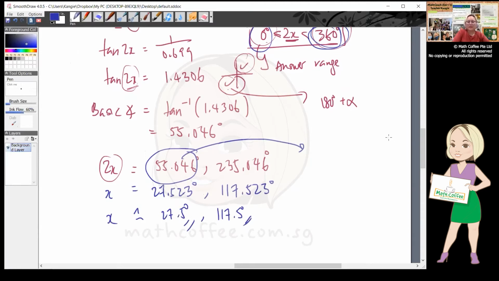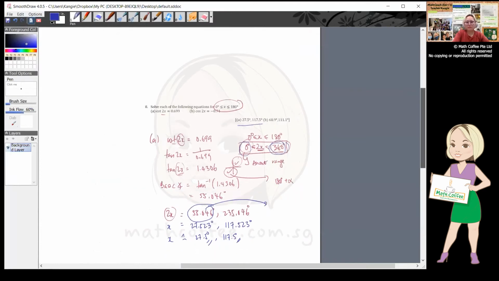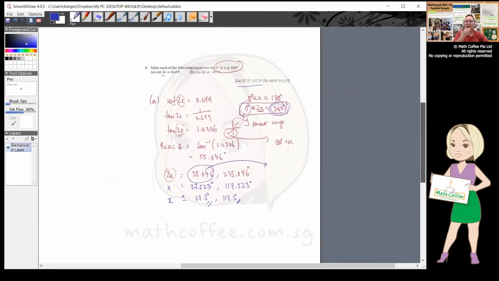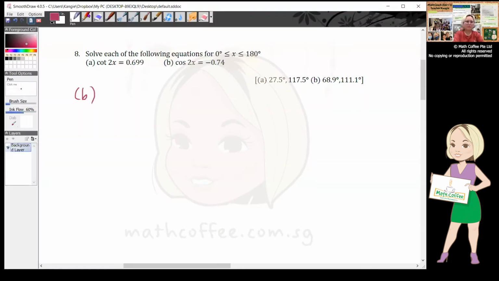So this is the answer for part A. I will erase this one and do part B. Okay, let's take a look at 8B.